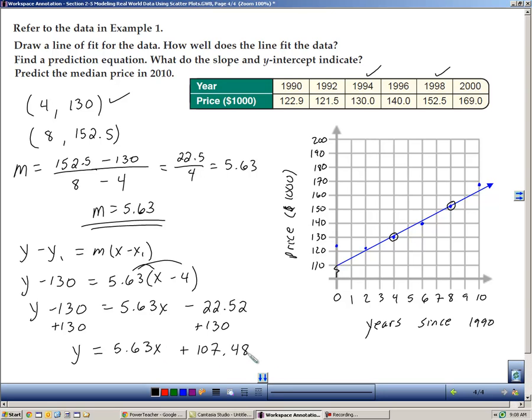So this equation that you see down here is a prediction equation that can be used based on the data that I've collected. And now I can use this equation to predict any time. If you wanted to find what the housing market would look like 20 years after 1990, you put the year in here, you calculate, and it should give you what the housing prices were estimated to be.